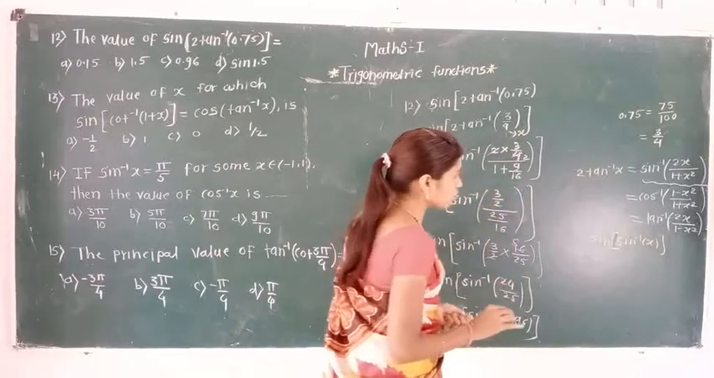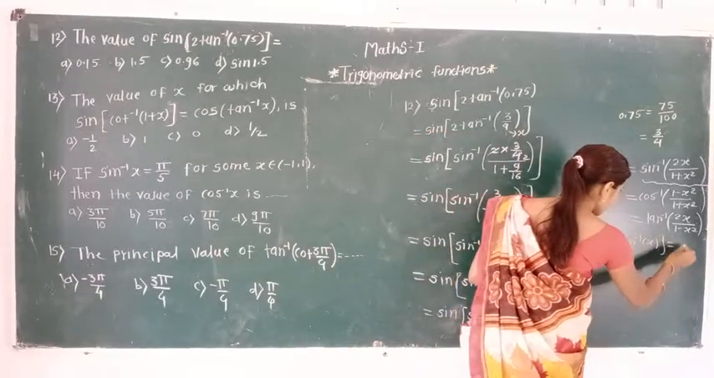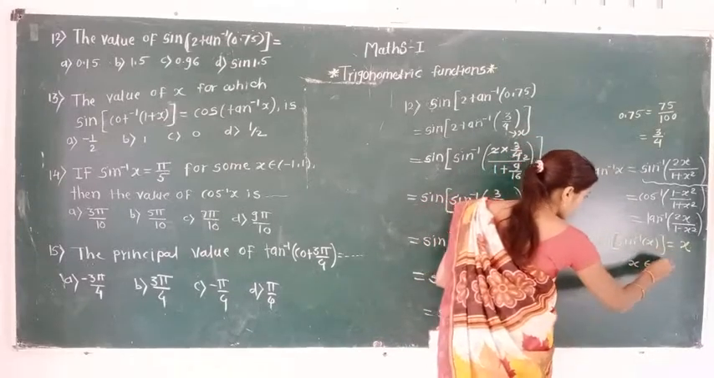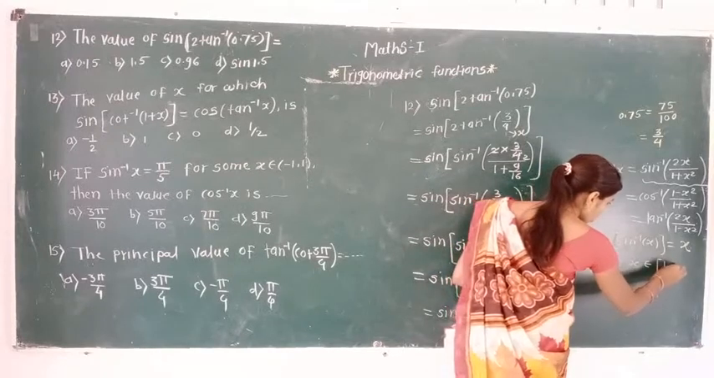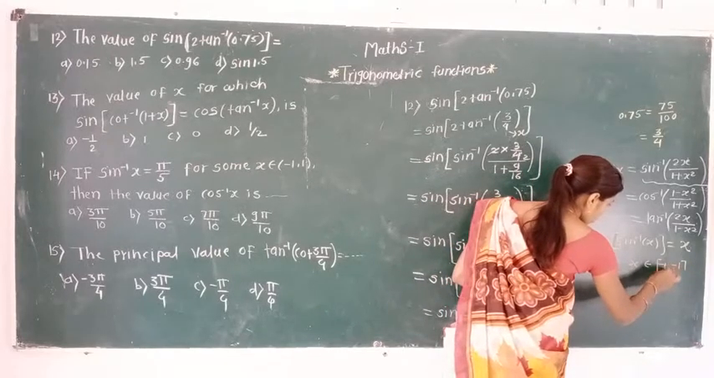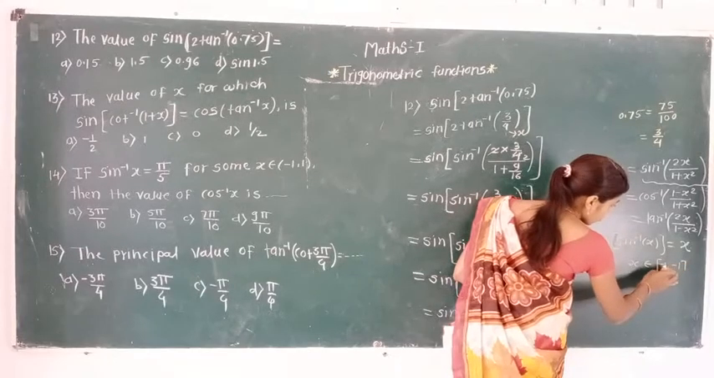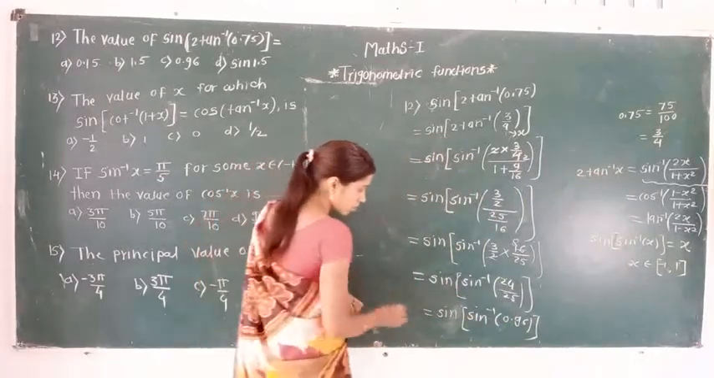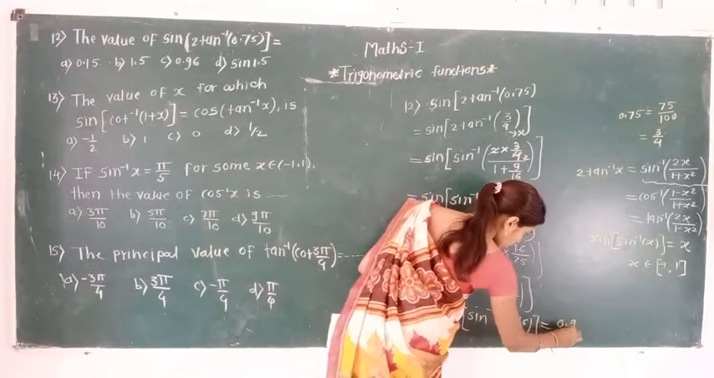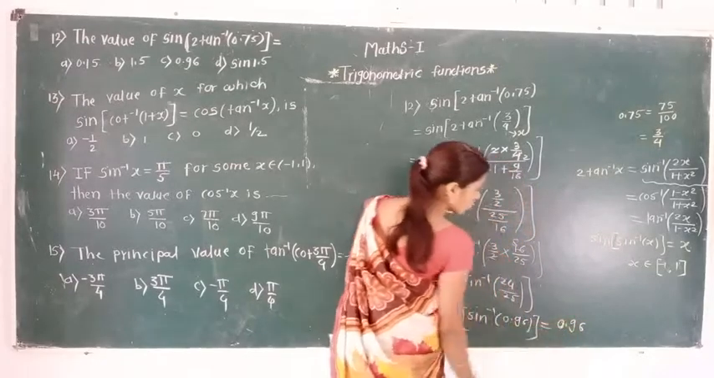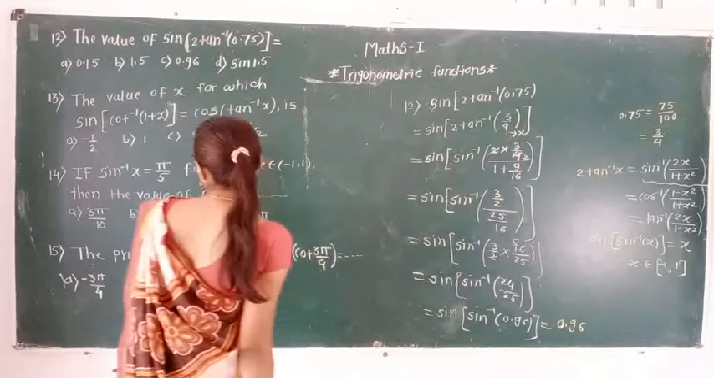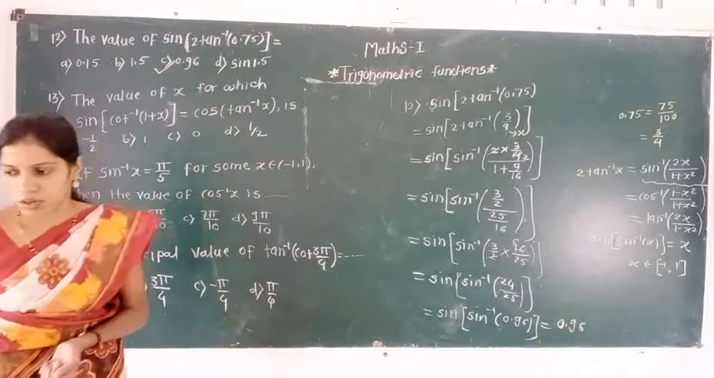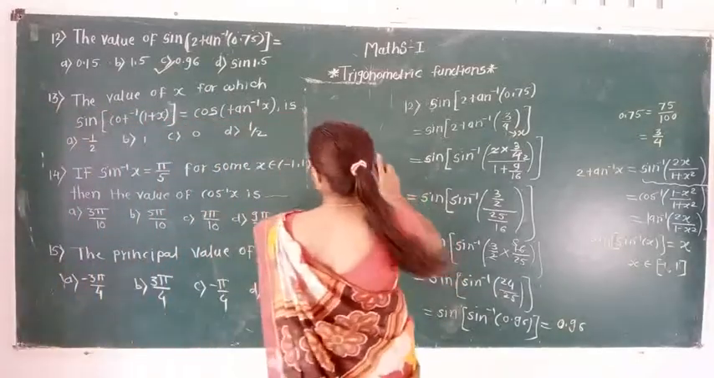Okay, see here sine of sine inverse x is x, but this property is valid for x belonging to the closed interval minus 1 to 1. Okay, so see here we can write 0.96, and this value belongs to this interval. So here option C, 0.96, is the correct option. Okay, now let's see example number 13.